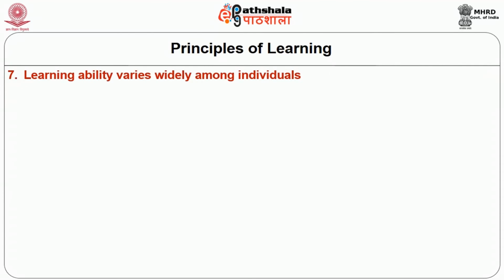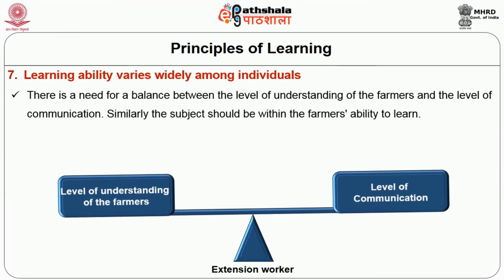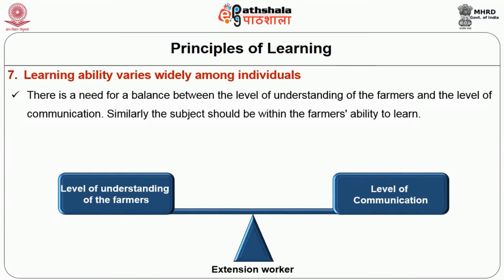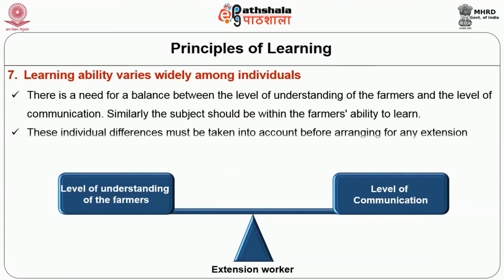The seventh learning principle is learning ability varies widely among individuals. So the learners are heterogeneous in nature. There is a need for a balance between the level of understanding of the farmers and the level of communication. Similarly, the subject should be within the farmer's ability to learn. These individual differences must be taken into account before arranging for extension program.